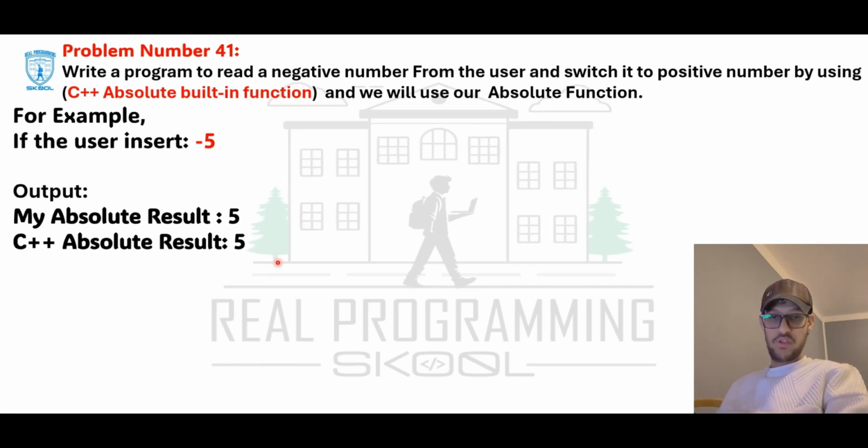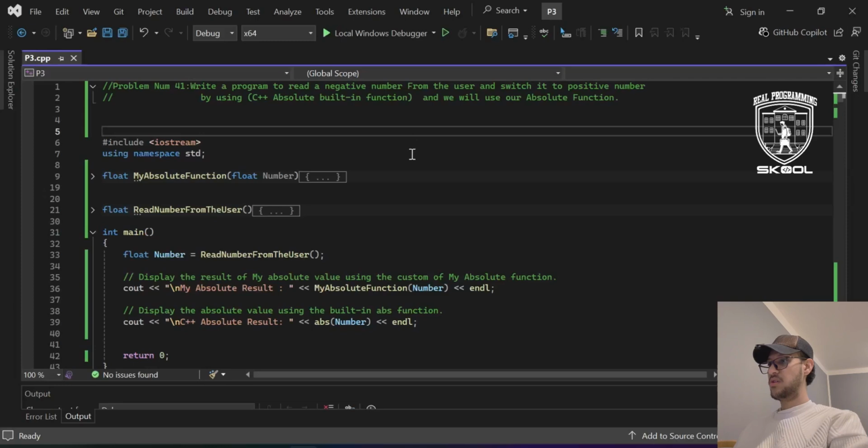So let's go to Visual Studio to see how we're going to convert this requirement into code. It's easy and simple, and a small code. All right, guys, this is our solution of problem number 41. Write a program to read a negative number from the user and switch it to a positive number by using the C++ absolute built-in function. And we will use our absolute function that we'll create together right now.